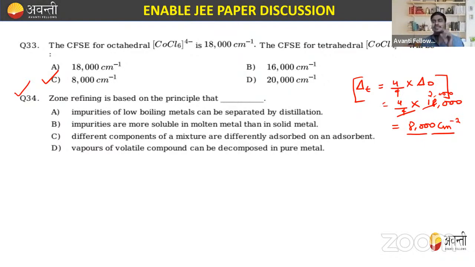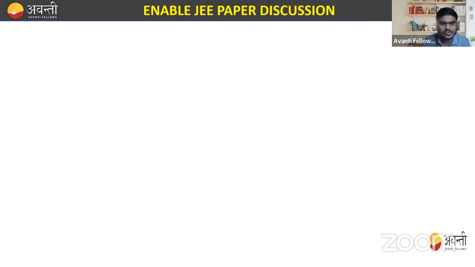So zone refining is based on the principle that impurities are more soluble in the molten metal than in the solid metal. If I'm talking about the molten metal and the solid metal, then the solubility of impurities is more in molten metal as compared to the solid metal, right? So option B, this is a very easy question, right? And based on zone refining, impurities are more soluble in molten metal as compared to the solid metal, right? Shall we move to the next question, beta?